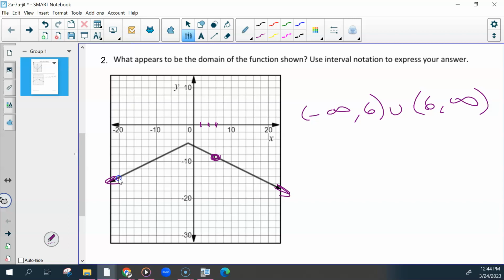So this would be our domain. Starting from negative infinity, going to 6, and then keep going. It's basically everything except at 6. Questions about that?